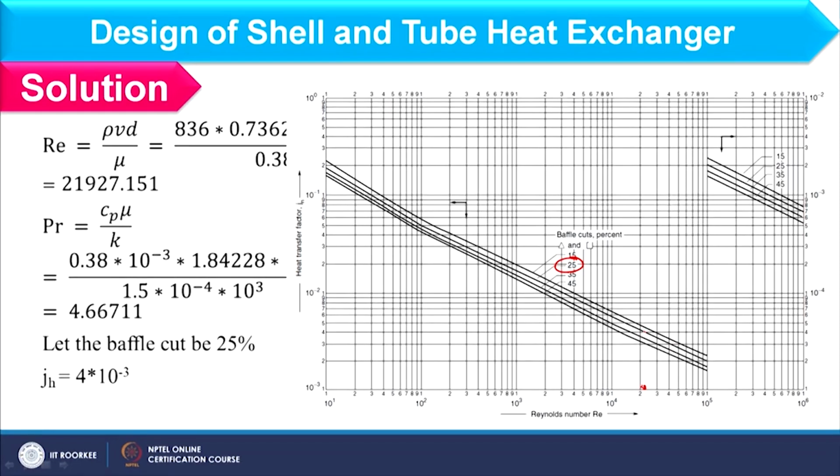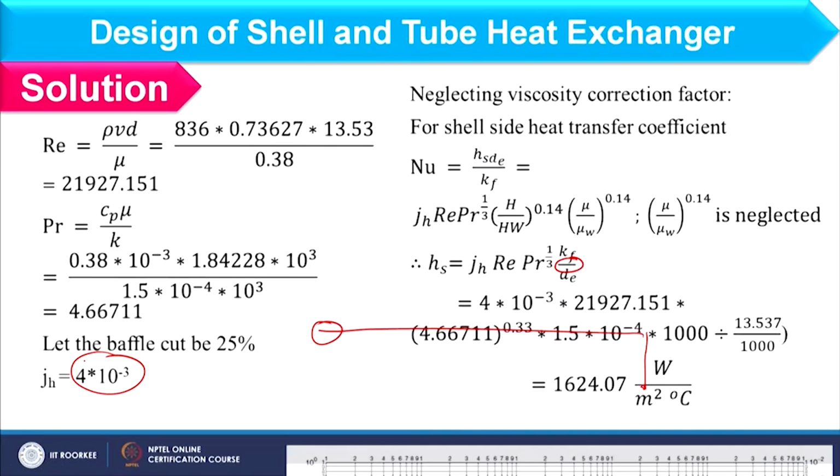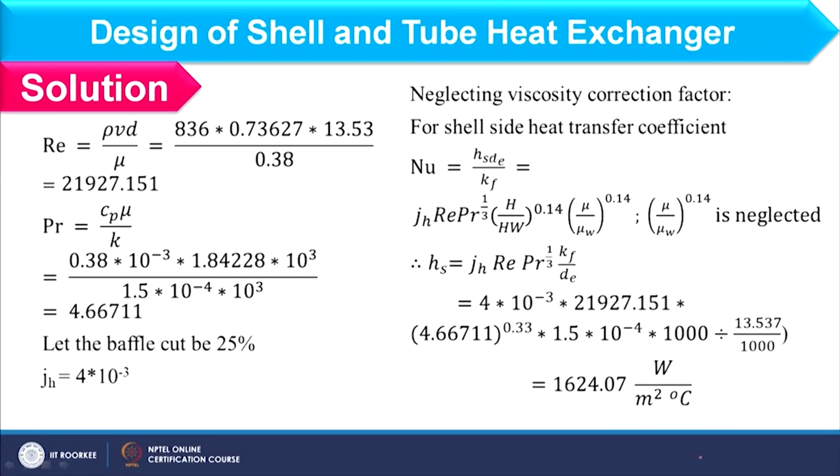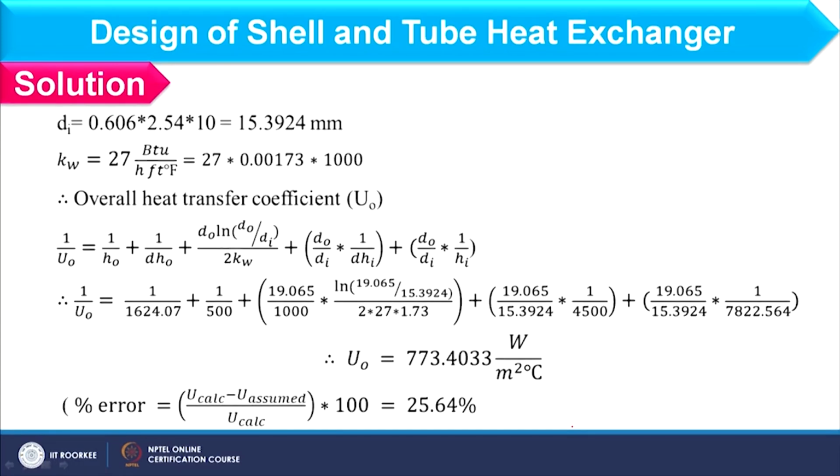For this value we can consider the graph, and you can obtain the value of JH as 4 into 10 power minus 3, which you can write here to find out heat transfer coefficient in shell side, and which comes as 1624.07. So here I am having heat transfer coefficient in shell side as well as in tube side. So I can calculate overall heat transfer coefficient because you know dirt factor of both fluids, and you also know the thermal conductivity of the material.